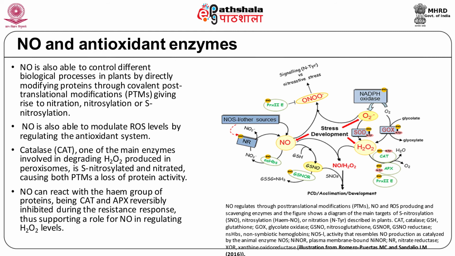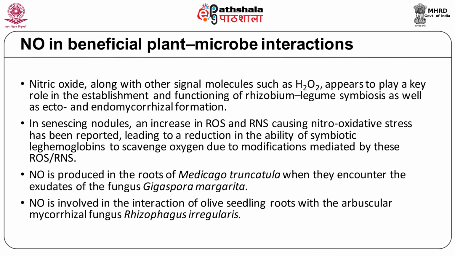Nitric oxide is also able to control different biological processes in plants by directly modifying proteins through covalent post-translational modifications, giving rise to nitration, nitrosylation, or S-nitrosylation. Nitric oxide is also able to modulate ROS levels by regulating the antioxidant systems. Catalase, one of the chief enzymes involved in degrading hydrogen peroxide produced in peroxisomes, is S-nitrosylated and nitrated, causing both post-translational modifications and a loss of protein activity. Nitric oxide can also react with the heme group of proteins, thus supporting a role for nitric oxide in regulating H2O2 levels.